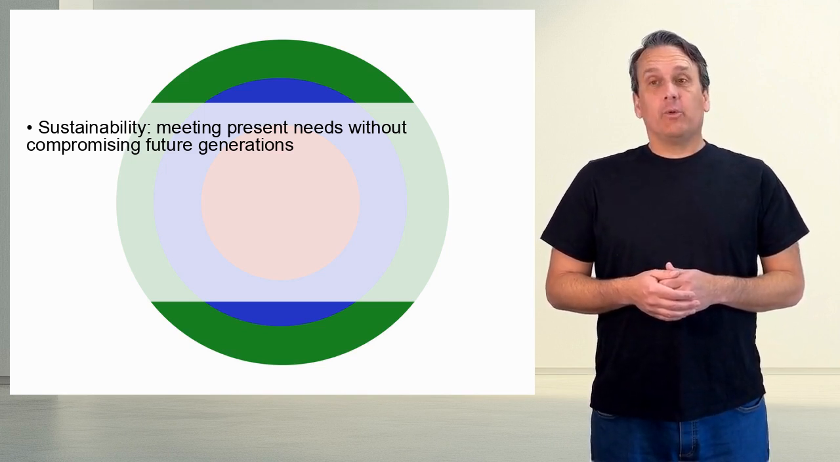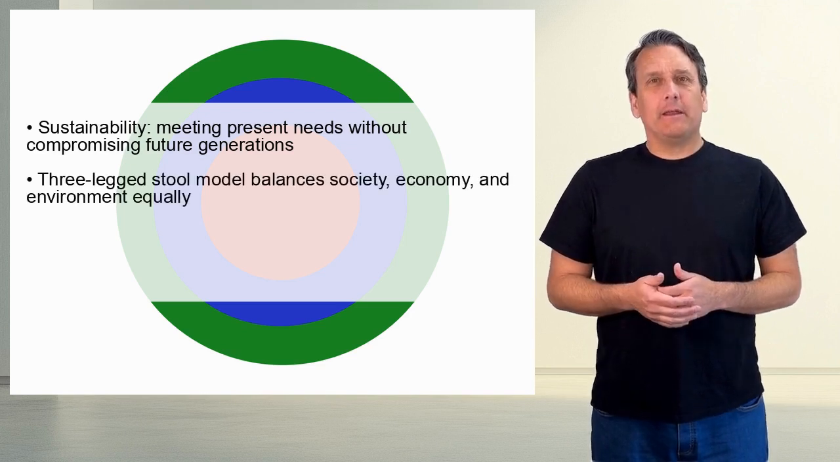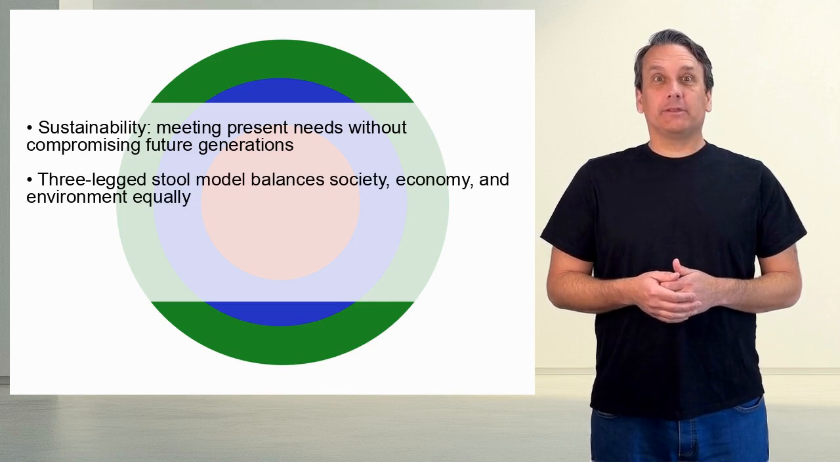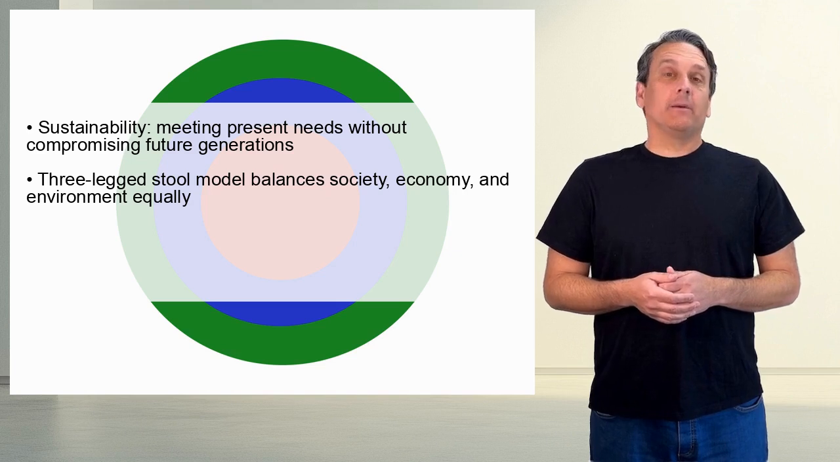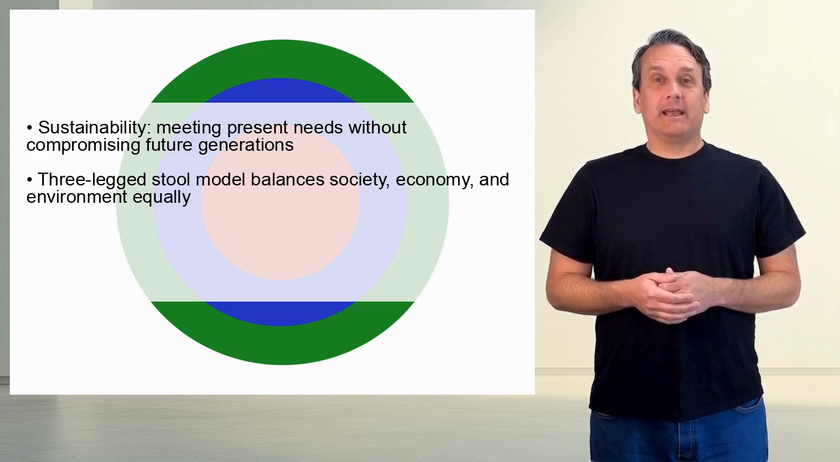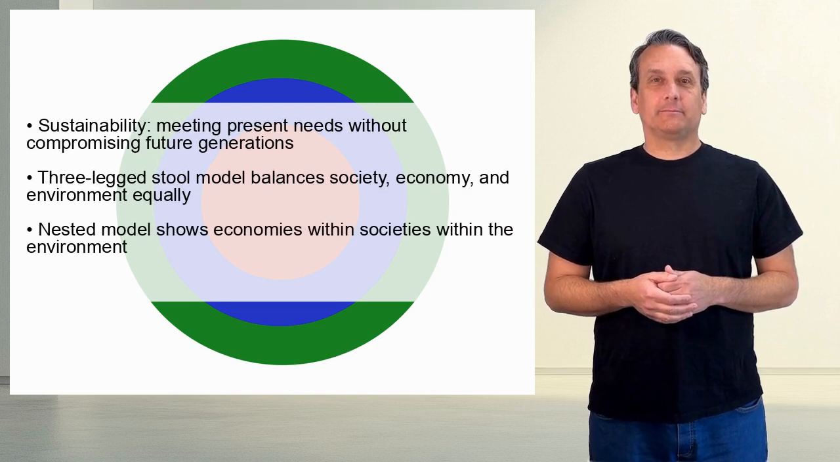The three-legged stool model suggests that society, the economy, and the environment are separate but equally important and must be balanced, like three legs of a stool. In contrast, the nested model implies that economies are inside societies and societies are within the environment. I prefer the nested model because it accurately reflects reality.